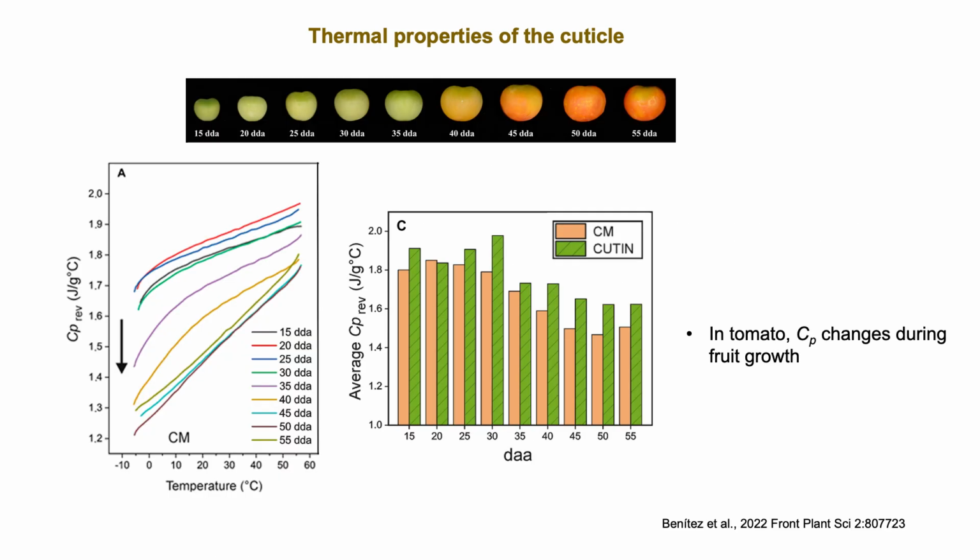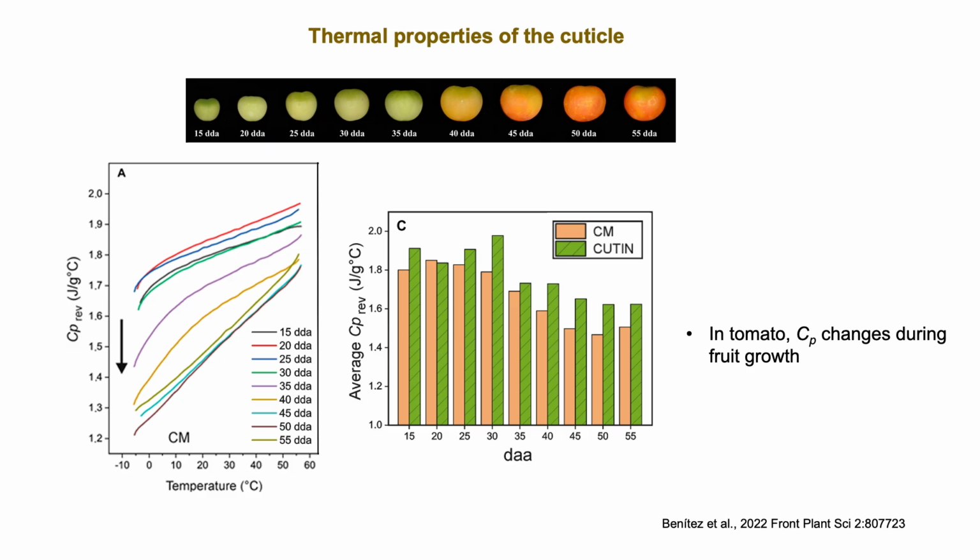Okay. And of course, it also increases during organ growth. Here again, we see differences in tomato. This is the button, and here we have 15 days post-anthesis to ripe tomatoes. And here we have the value of the heat capacity. We realize that the highest values correspond to the smallest fruits, the youngest ones, and as the heat capacity decreases, we are reaching the ripe tomatoes.